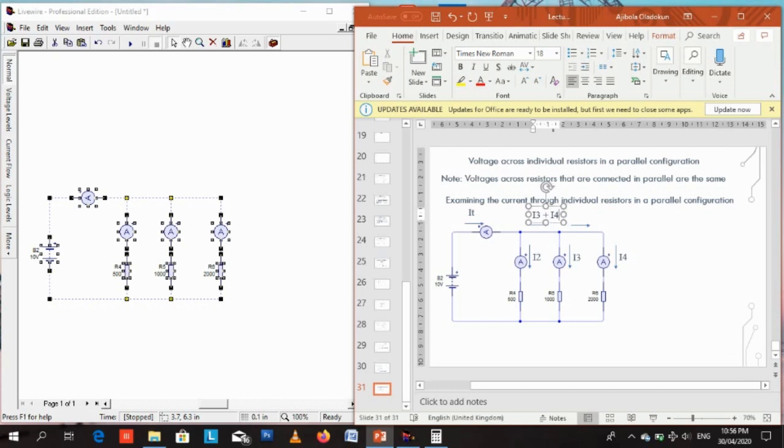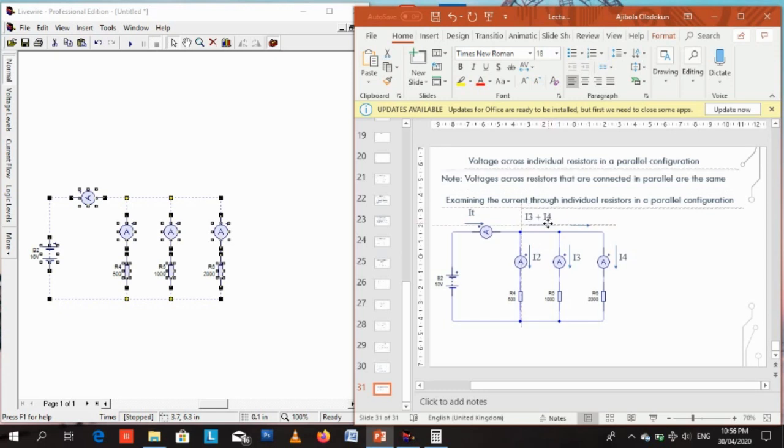So now the current IT got to the first junction and branched into two. The first part that broke off from IT was I2. So I2 came out from IT. IT is the total current. It got to the first junction, I2 came out of it. The remaining part, I3 plus I4, continued going forward.